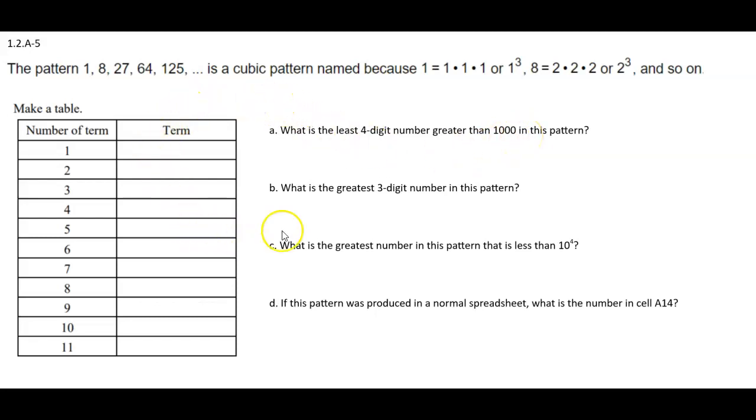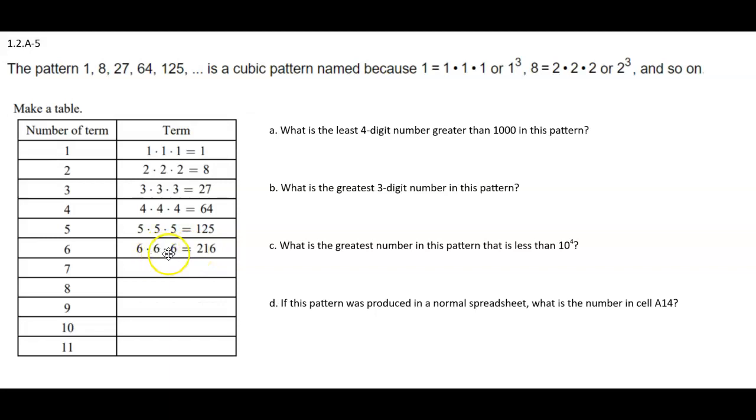So the first thing we're going to do is let's create a table. So remember, the number of term, if we know that that's 1, we know that 1 times 1 times 1 is equal to 1. The number of term for 2, if we say 2 times 2 times 2 is equal to 8. For 3, we have 3 times 3 times 3, which is equal to 27. For 4, 4 times 4 times 4 is equal to 64. For 5, 5 times 5 times 5 is equal to 125.